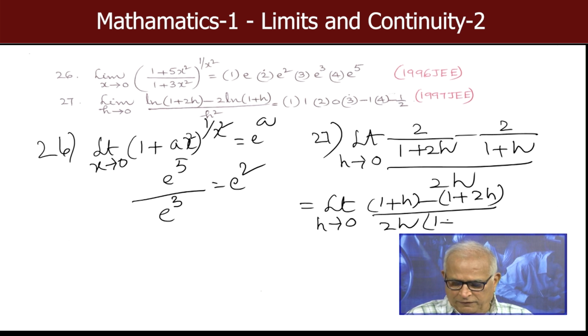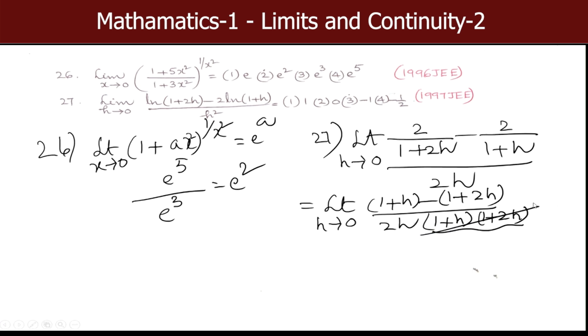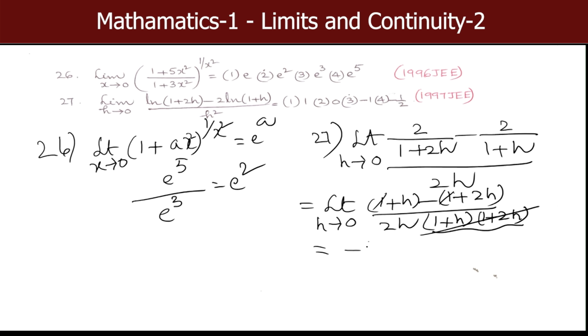into 1 plus h into 1 plus 2h, because the limit of this factor is 1 as h tends to 0. So this can be left out. Now, this 1 will cancel out, h minus 2h is minus h by 2h, that is equal to minus 1 by 2. Oh, 2 is already cancelled, because here 2 is cancelled from numerator and denominator. So minus h by h, which is equal to minus 1, which is the third option. Okay.